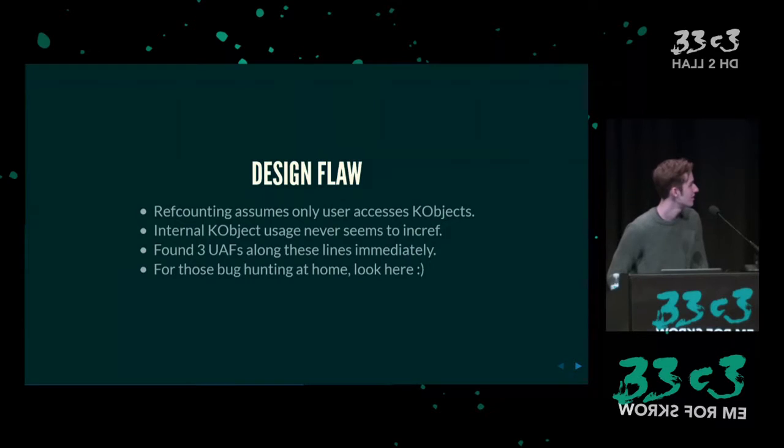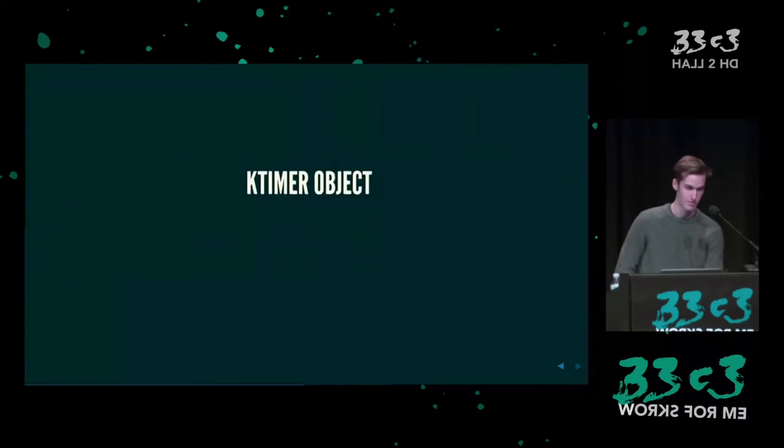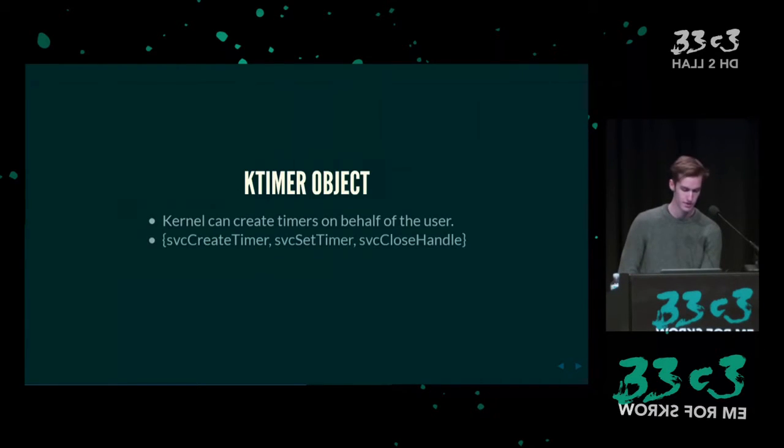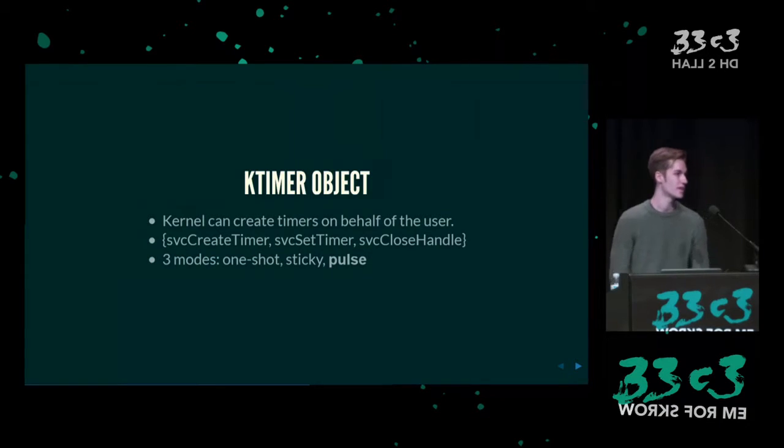Some people ask me for advice on kernel hacking, maybe at home. I definitely recommend looking here. I'm sure there's plenty more. The one I'm going to talk about today is the timer object. This is a pretty simple API with the kernel. You can have it create a timer for you, you can set the timer, and you can wait on it. It's like a normal synchronization primitive.